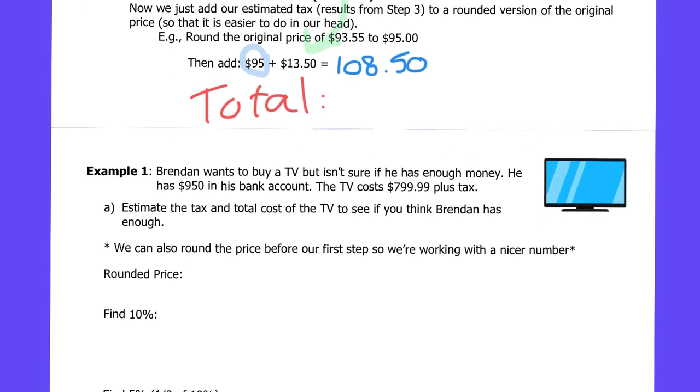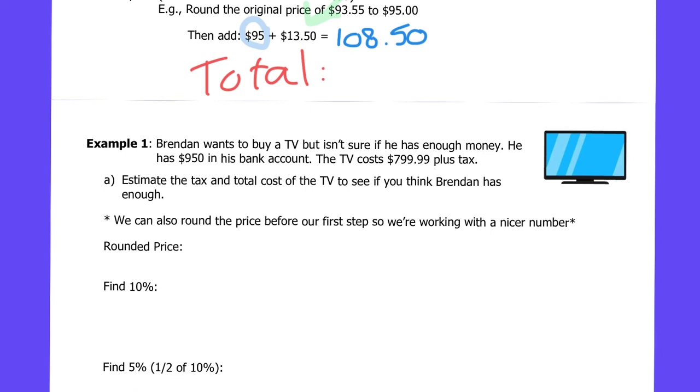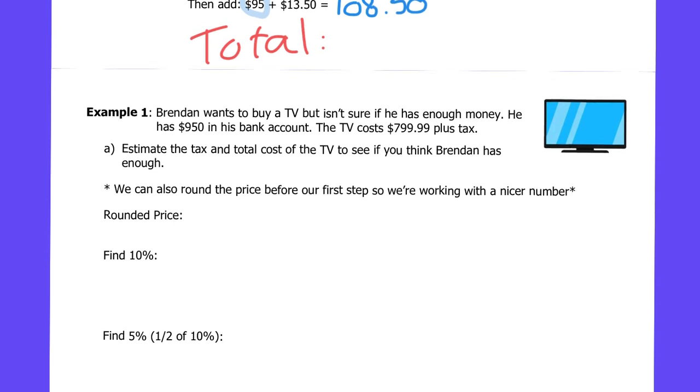So Brendan wants to buy a TV but isn't sure if he has enough money. He has $9.50 in his pocket, in his bank account, and the TV costs $799.99 plus tax. So the first step is to estimate. So we're going to estimate and see whether or not we think Brandon can afford this.